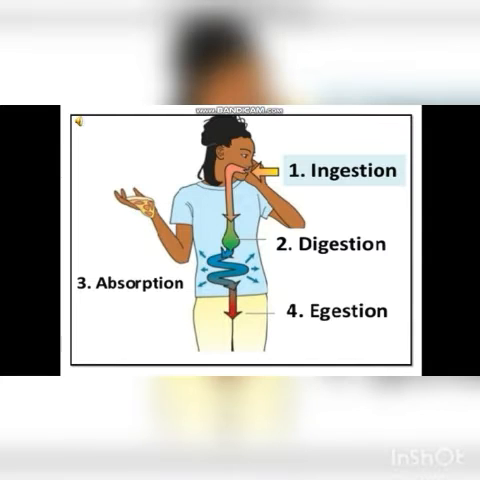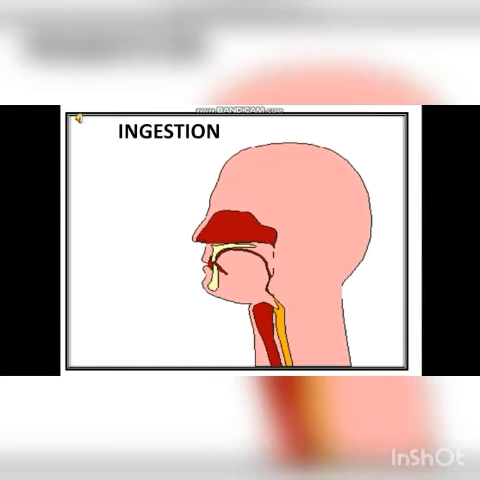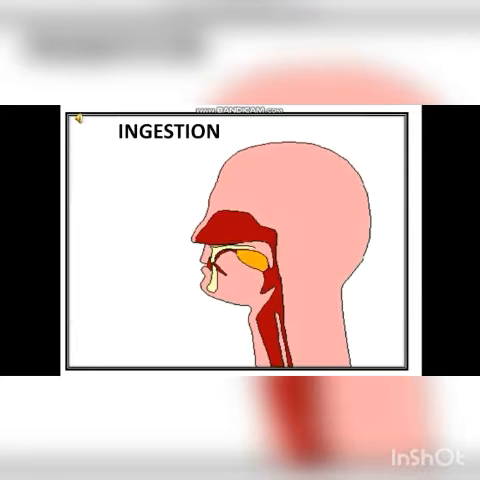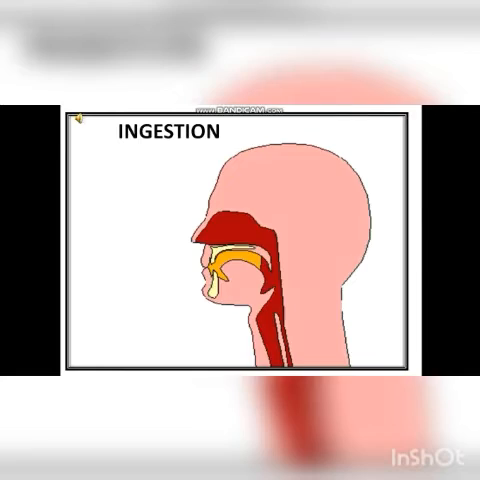So students, as you can see from the picture, these are the various processes involved in nutrition in animals that take in solid food, which are ingestion, digestion, absorption, and egestion. So the first is ingestion. Students, ingestion is the taking in of food. It involves taking in the food through the mouth and eating it.